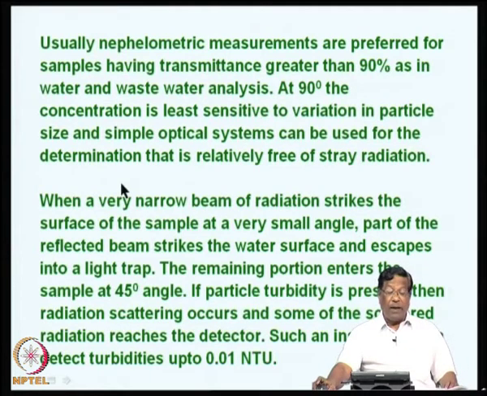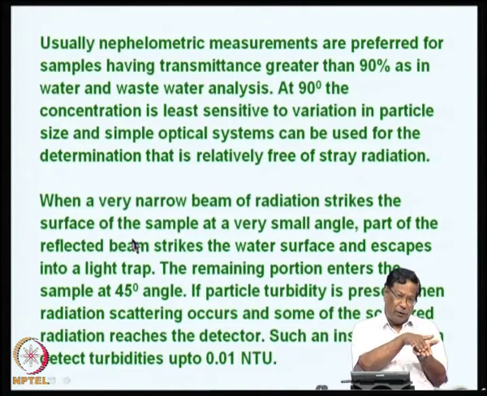So, when a narrow beam of radiation strikes the surface of the sample at a very small angle, part of the reflected beam strikes the water surface and escapes into a light trap. This is how we go about doing nephelometric measurements. That is, water is flowing, you allow the radiation to fall on the water level, let it strike the water level and then go out.